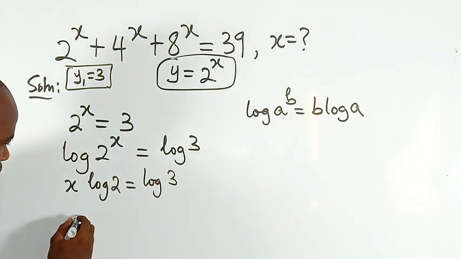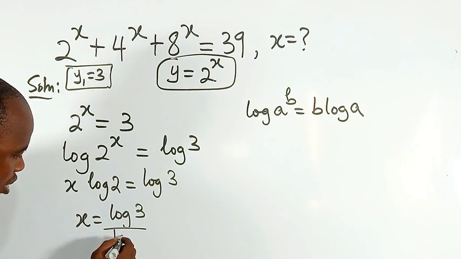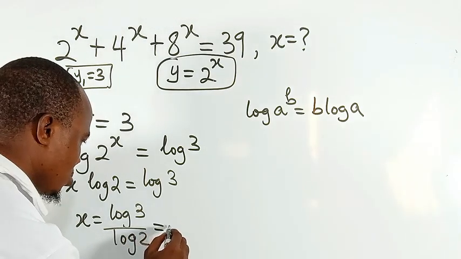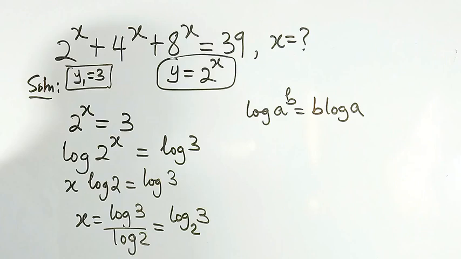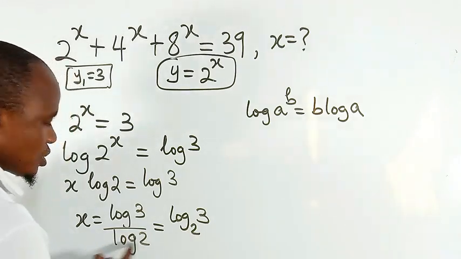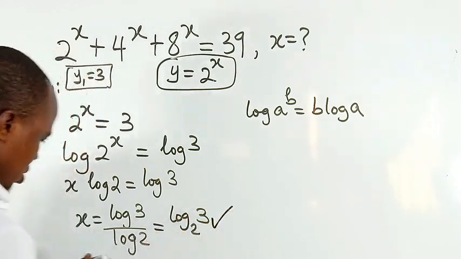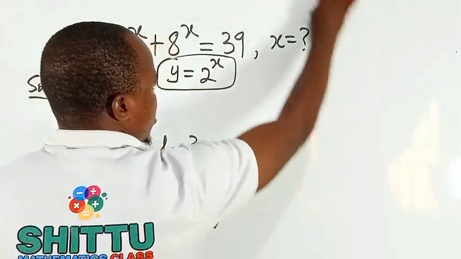So when you divide through by log 2, we're going to have x equals log 3 all over log 2. All right, so from here, this can also be written as log 3 base 2. So we have the value of x to be log 3 base 2, and that's our solution. But let's check whether what we have is right or not.